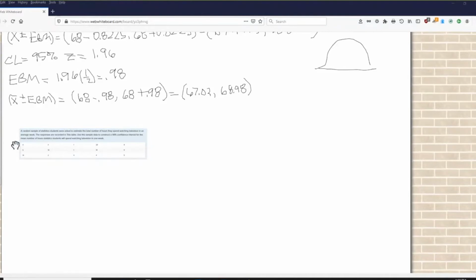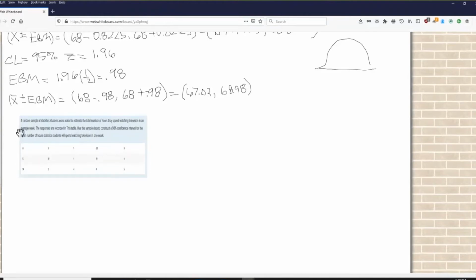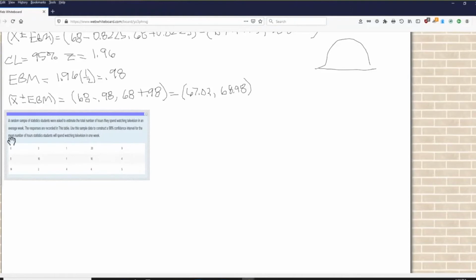Okay, so if I have this sample, there we go. See if it'll let me make it bigger. You can actually see it. Okay, so with this one, it says a random sample of statistics students were asked to estimate the total number of hours they spend watching television in an average week. The responses are recorded in this table. Use the sample data to construct a 98% confidence interval.